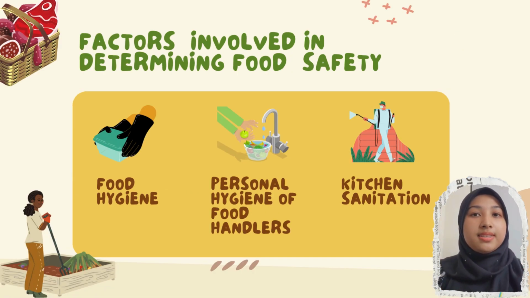Food is the basis of all living things, but there are situations where it can become dangerous and harmful to human health. Foodborne illness affects many people around the world, caused by harmful microorganisms. Thus, it is important that all sellers provide a safe food supply to the customers. Factors involved in determining food safety are food hygiene, personal hygiene of food handlers, and kitchen sanitation.